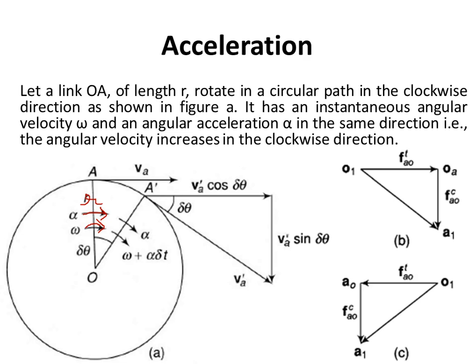Now if you move from OA, it will move from O to A dash. At this point, O to A dash, we get a change in the angular velocity, because the angle has moved by del theta, so it becomes omega plus alpha del t. Then for this angle del theta, VA dash has two components, that is VA dash cos del theta and VA dash sin del theta. That is shown in this figure.